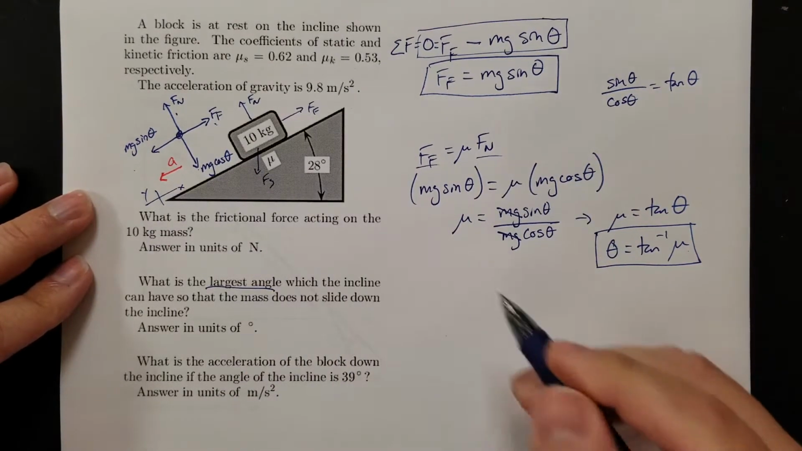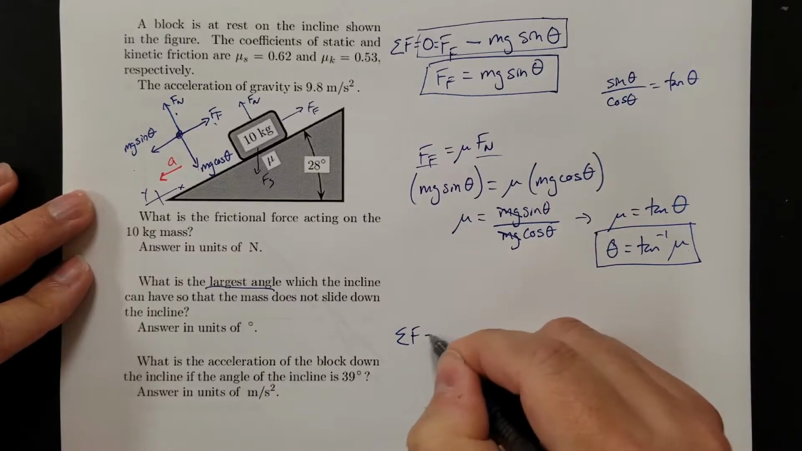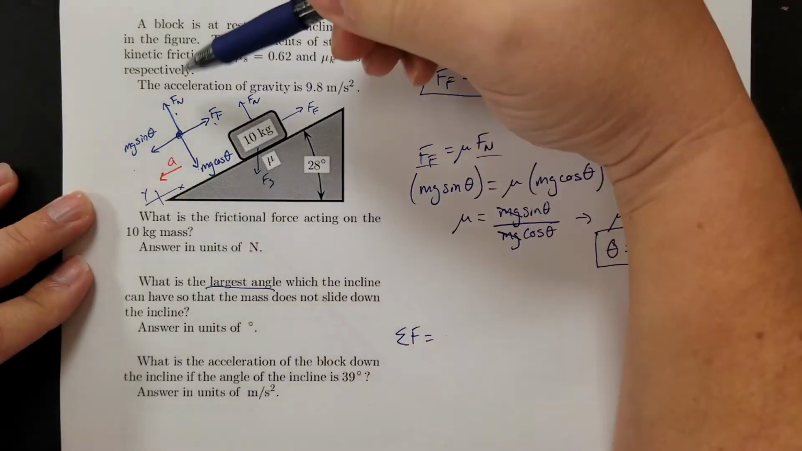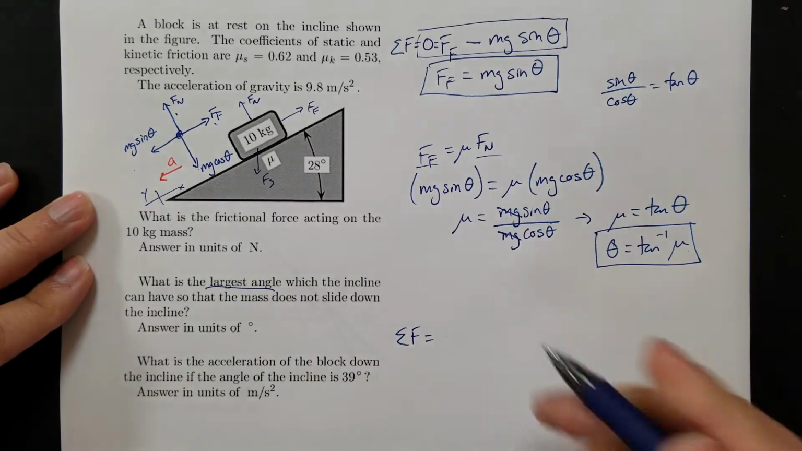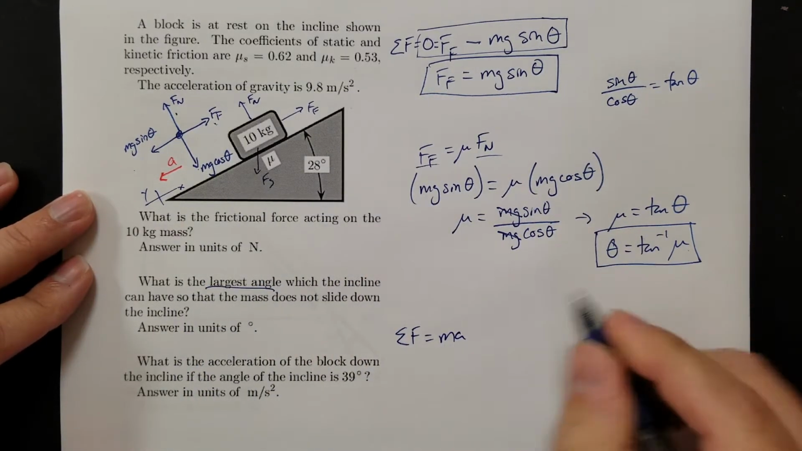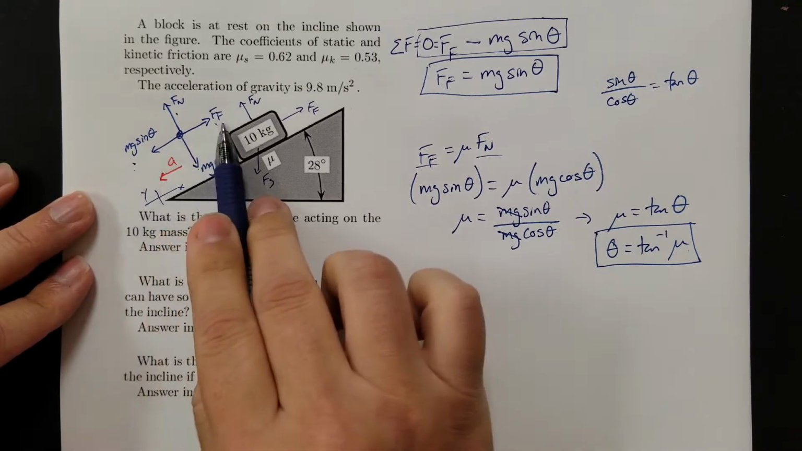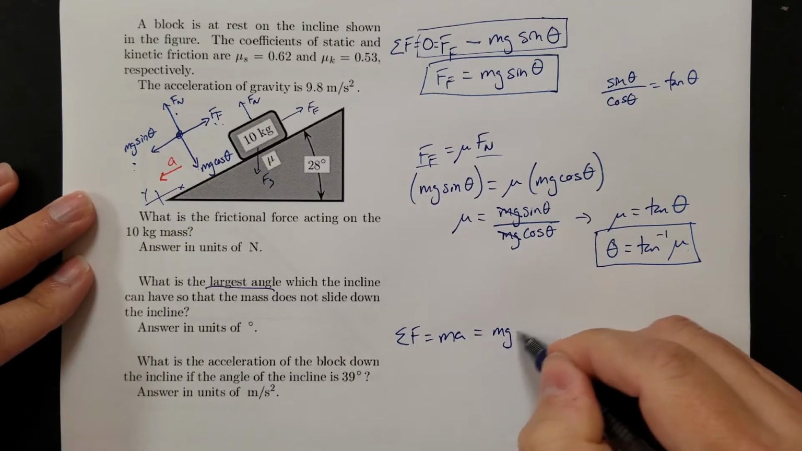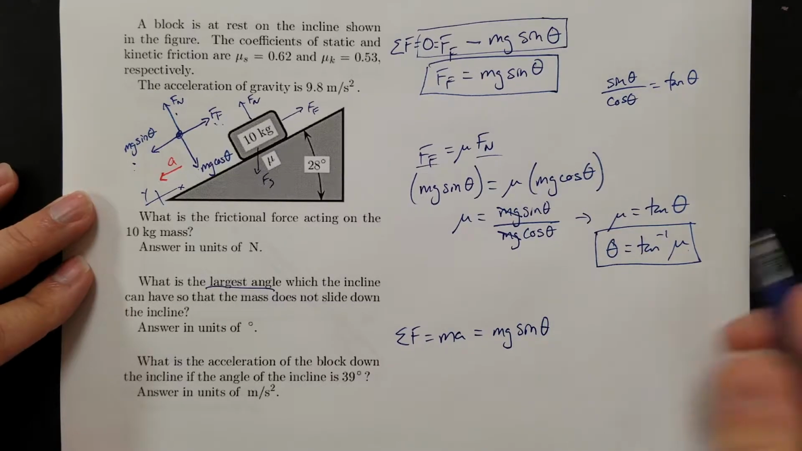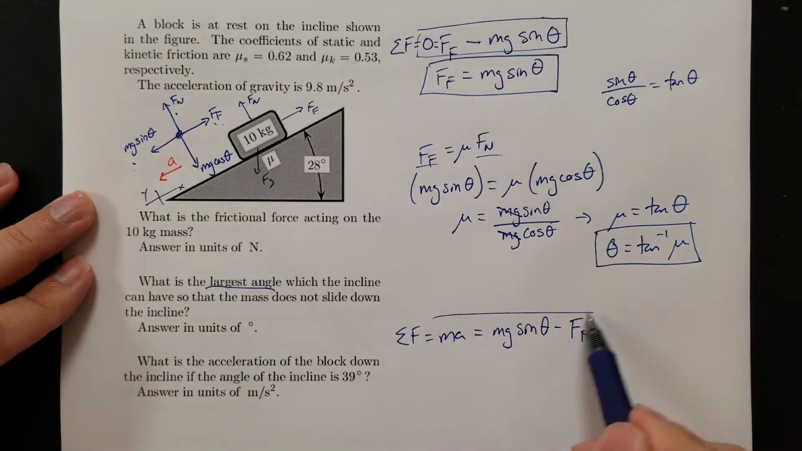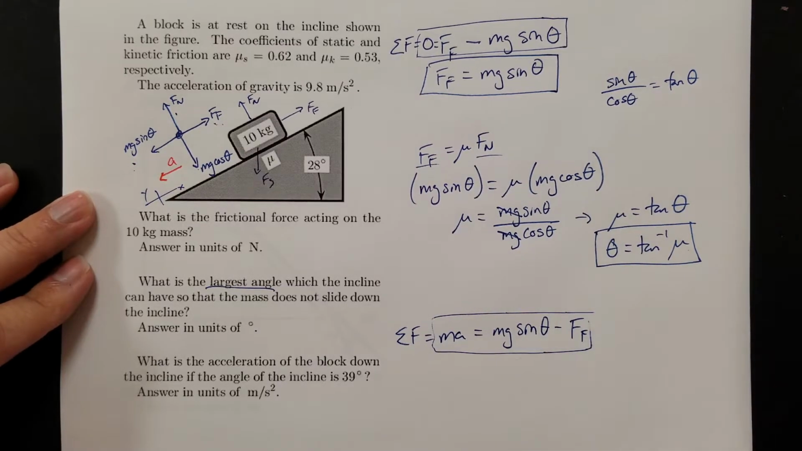So start with an equation. Net force equals not 0 anymore because it's accelerating this way. It's not accelerating this way, but it is this way. So it's going to equal ma equals big one minus small one. So big one first, small one second. Mg sine theta minus frictional force. All right, so here's my equation.